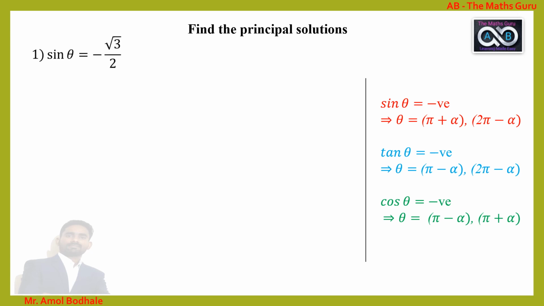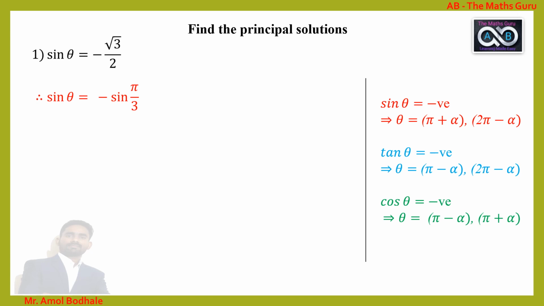The first example, sine theta equal to minus root 3 by 2. So sine theta equal to, negative symbol as it is. We know sine of pi by 3, that is sine 60, is root 3 by 2. Now here sine theta is equal to a negative value. So we must think about in which quadrant sine is negative. Sine is negative in the third and fourth quadrants.